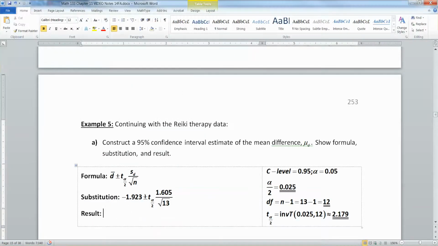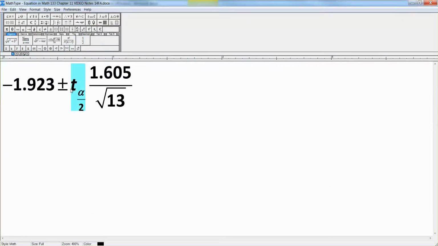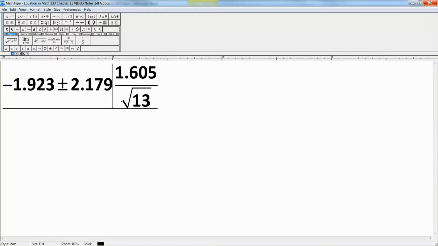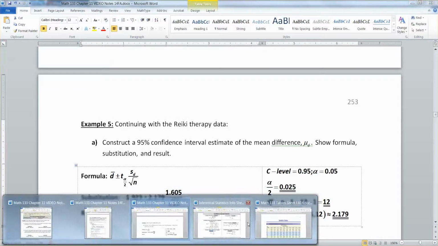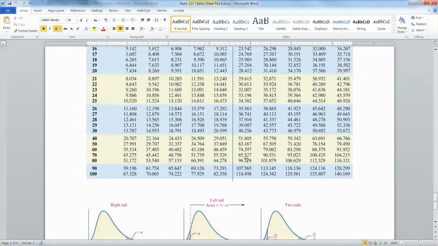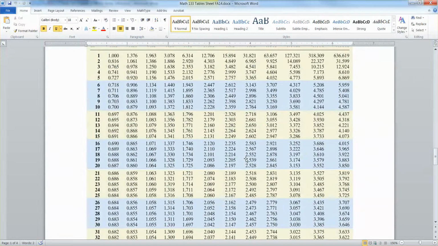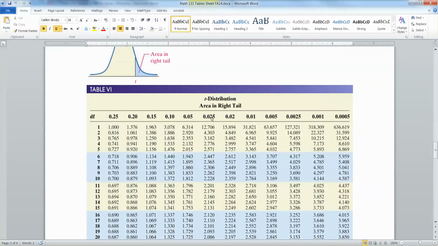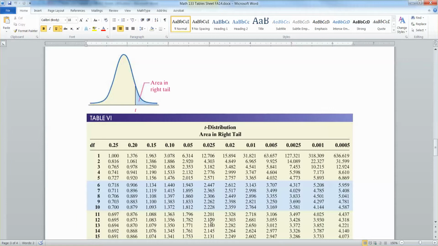So let me go in here and I'm going to put 2.179 right here. On a side note, you could find it with the table as well. If I go to the T table, which is this one, I go to the 0.025 column and I go down to 12. There it is, 2.179 right there.